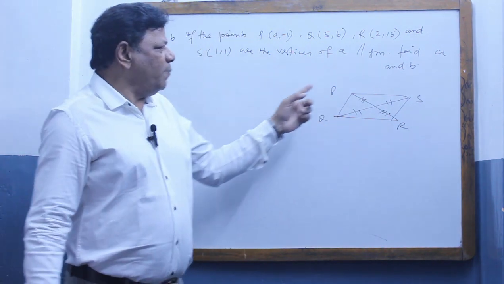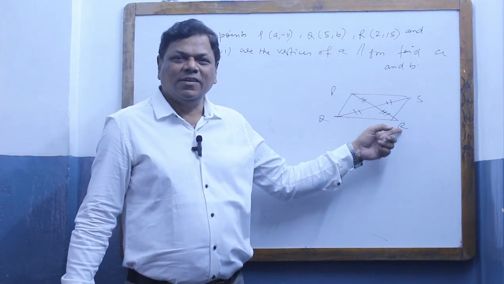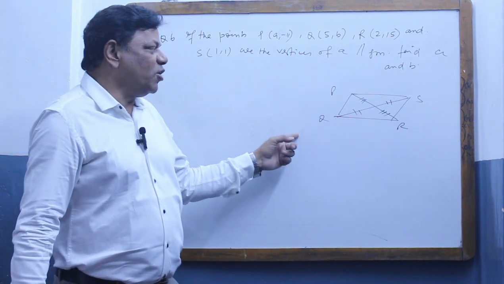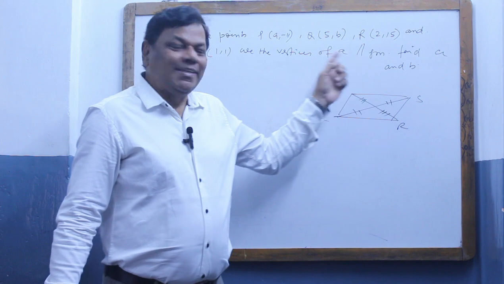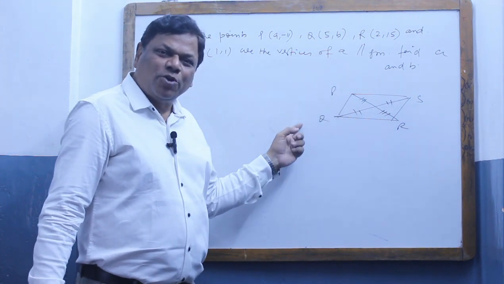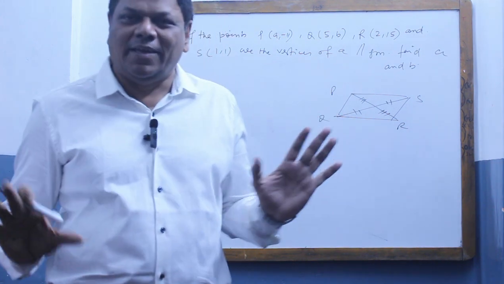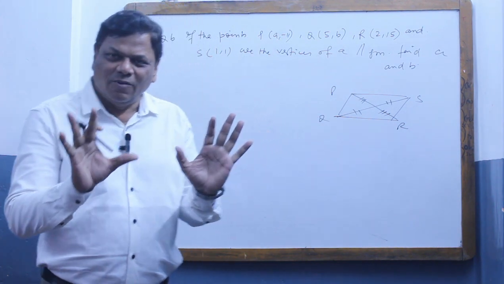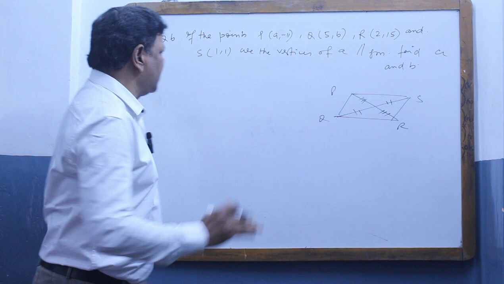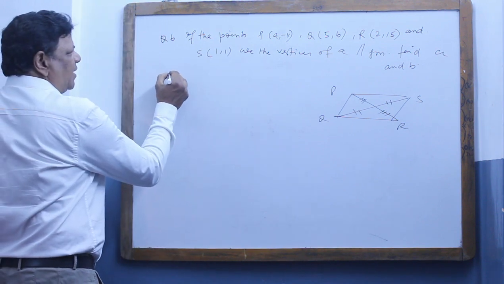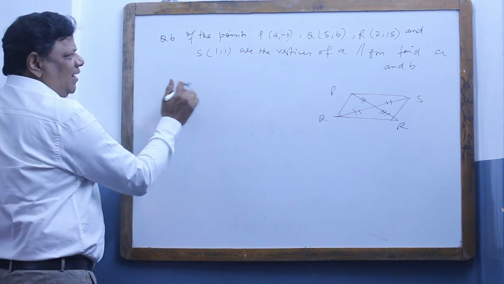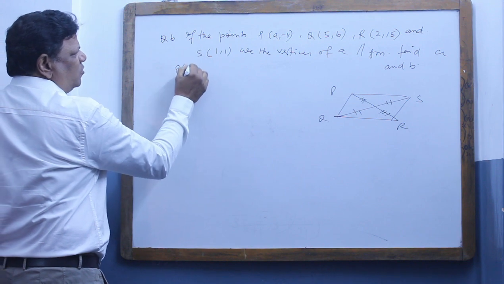What to do? We have to find the midpoint of PR and also find the midpoint of QS. Find the midpoint of PR, find the midpoint of QS, then we have to compare to get the values of A and B. I think the concept is clear. What to do? Find the midpoint of PR.